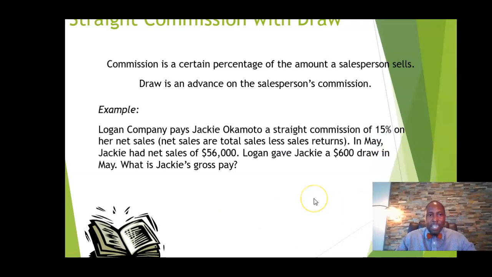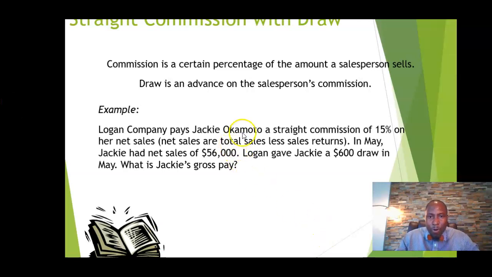Straight commission with a draw. This is when your commission is a certain percentage of the amount a salesperson sells. So we're saying now, based upon the amount you sell within a given pay period, that will determine the amount of your gross pay. Now, a draw is an advance on the salesperson's commission, meaning that they're going to pay you an amount in advance before the actual end of the pay period, but the amount you receive as a draw will be subtracted from your total earnings to get the amount of your gross pay.